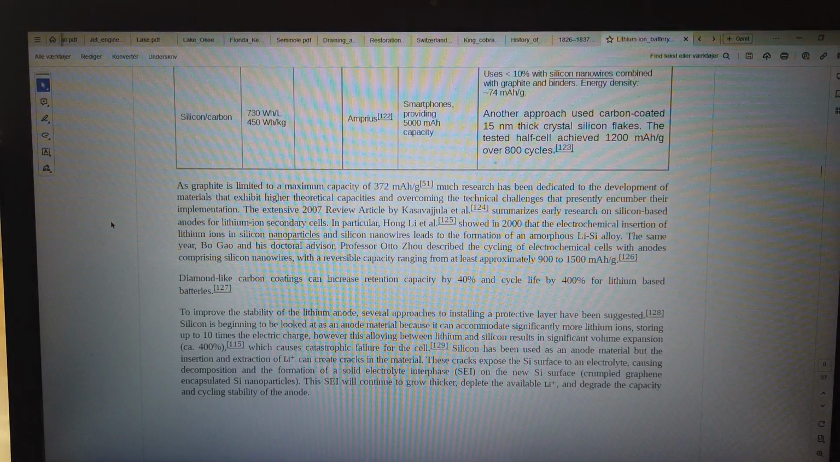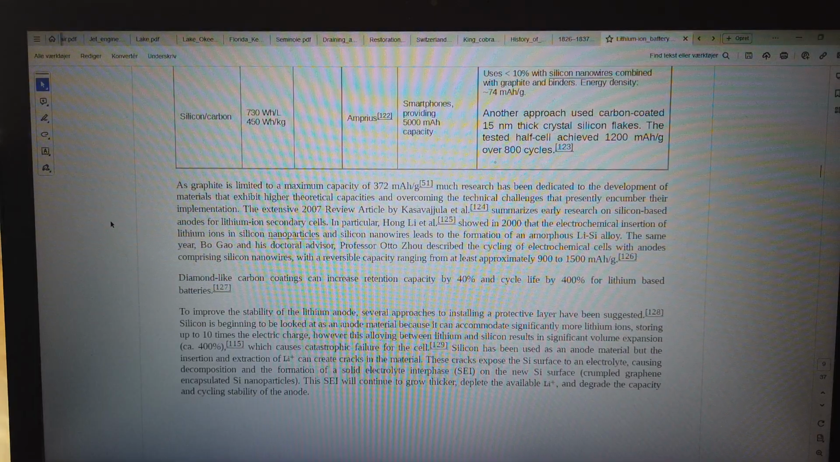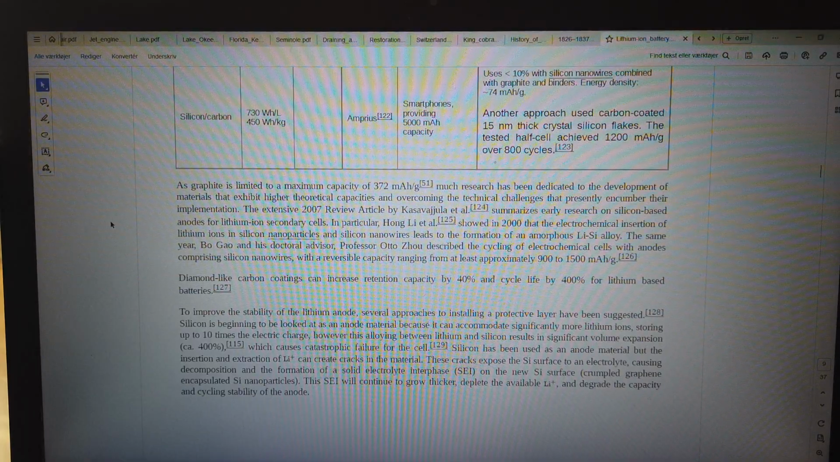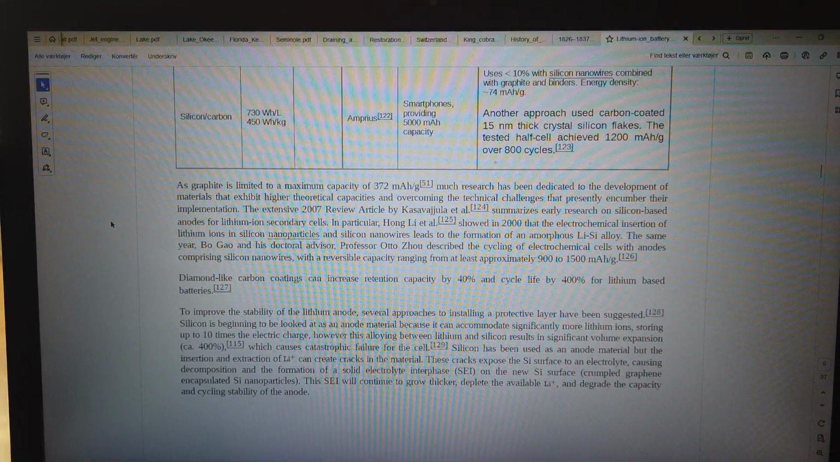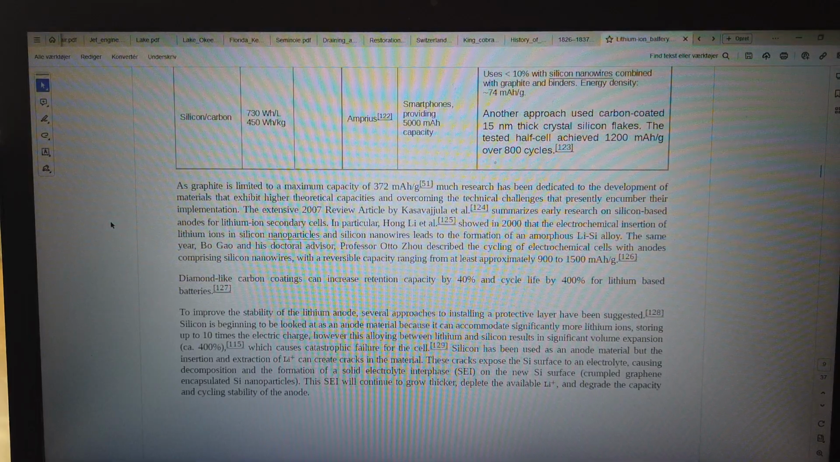[126] Diamond-like carbon coatings can increase retention capacity by 40% and cycle life by 400% for lithium-based batteries. [127] To improve the stability of the lithium anode, several approaches to installing a protective layer have been suggested.